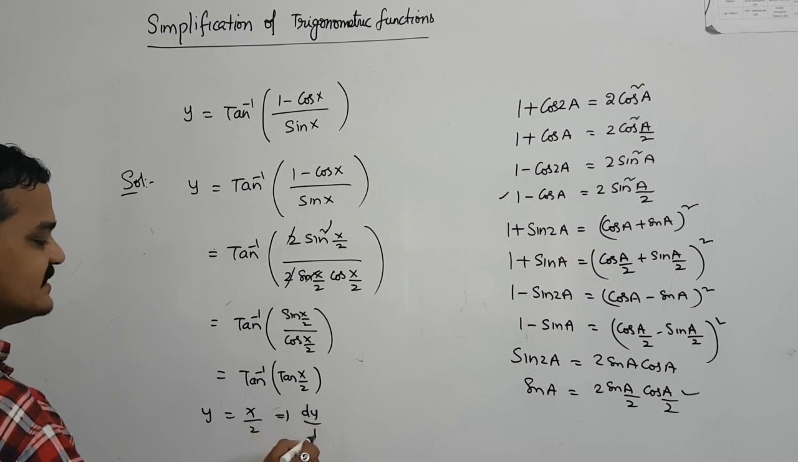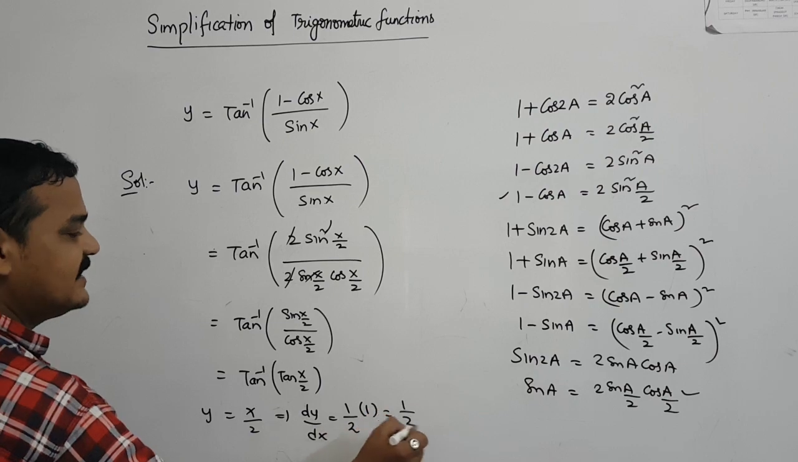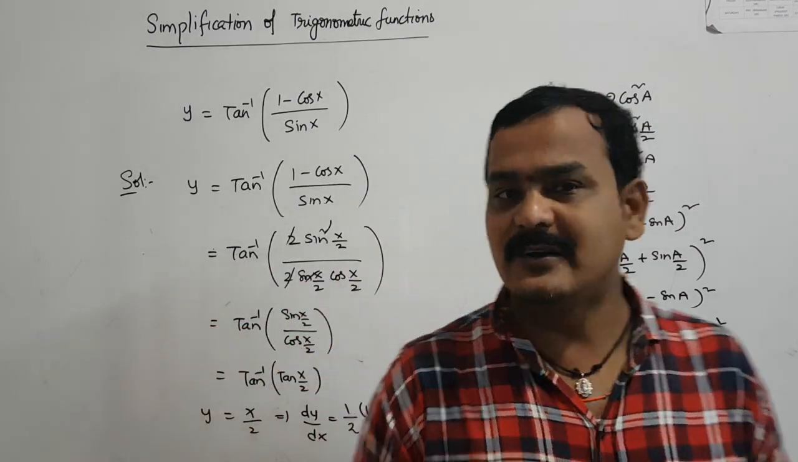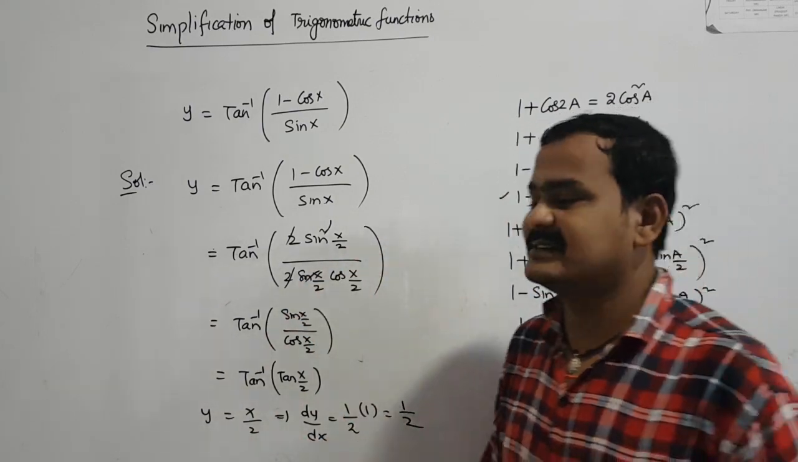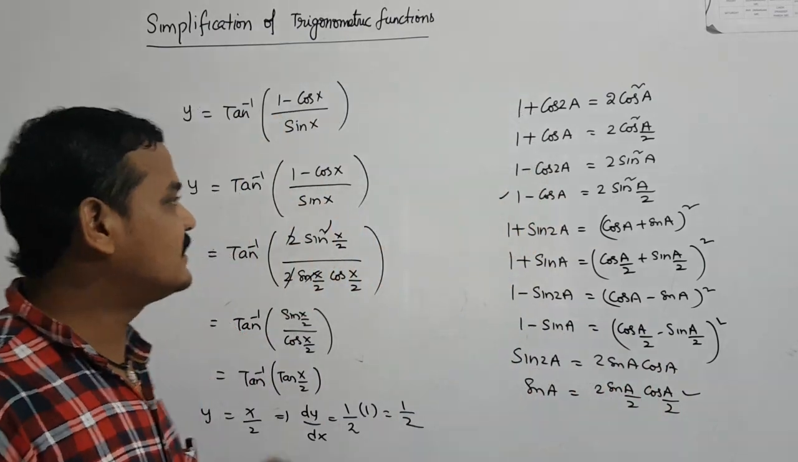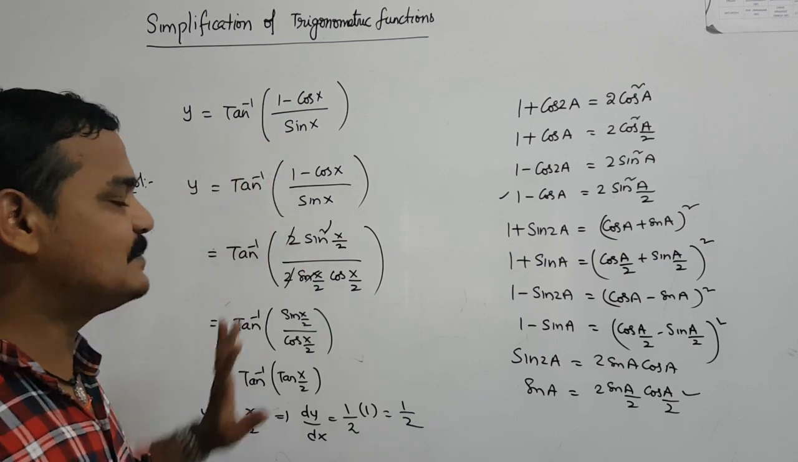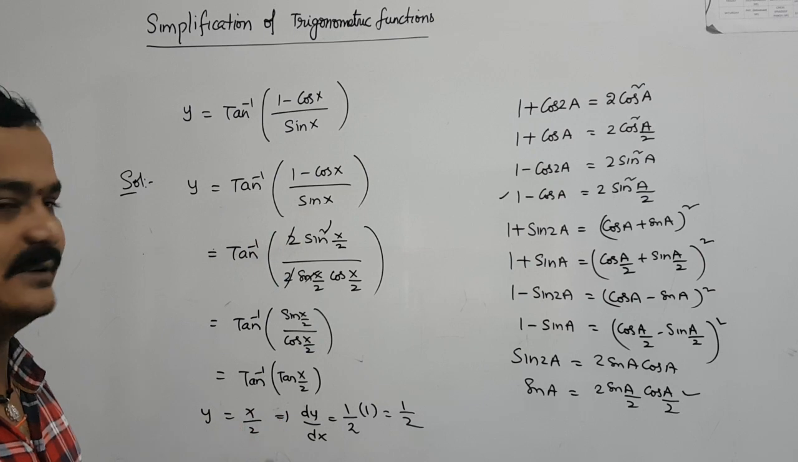dy by dx is equal to 1 by 2, which is a constant, and the derivative of x is 1. So very simply you can get the answer without any chain rule. For this problem you could apply the chain rule according to the composite function, but it becomes very lengthy and complicated. But if you apply the trigonometric ratio formulas and simplify, you can get the answer very easily in 3 or 4 steps only.